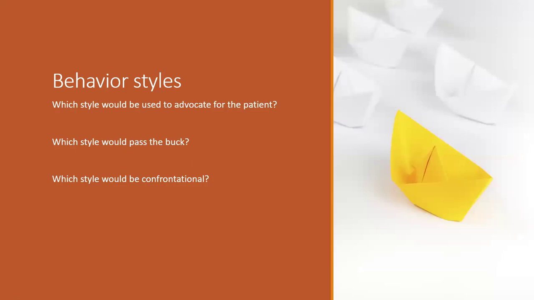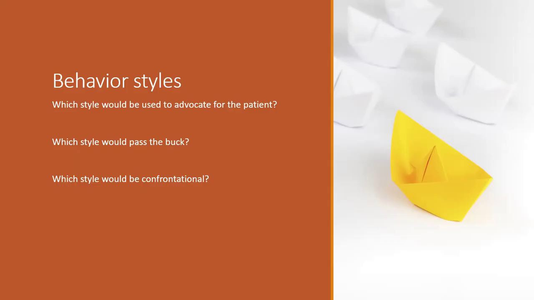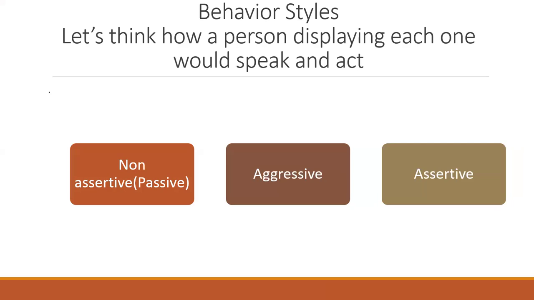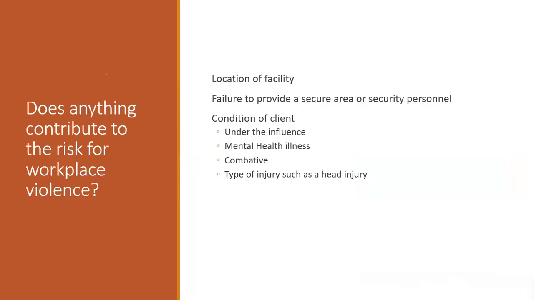Yes. Which style passes the buck? Non-assertive or passive. Okay. And then which style would be confrontation? Aggressive. Got it. Good. All right. See how we did? Okay. We did pretty good.